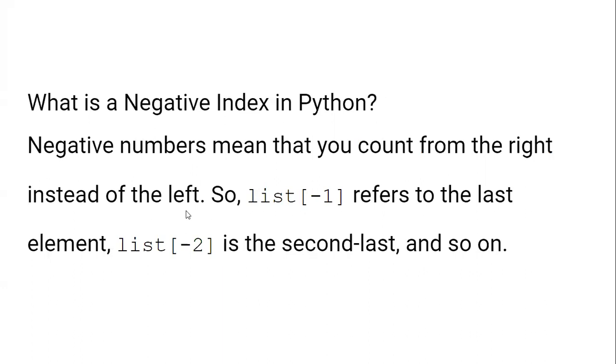Next question. What is a negative index in Python? A negative number means that you count from the right instead of the left. So list[-1] refers to the last list element, list[-2] is the second last, and so on.